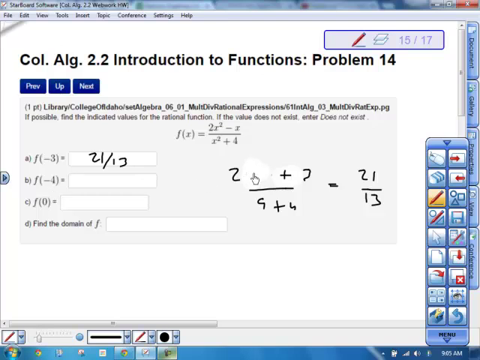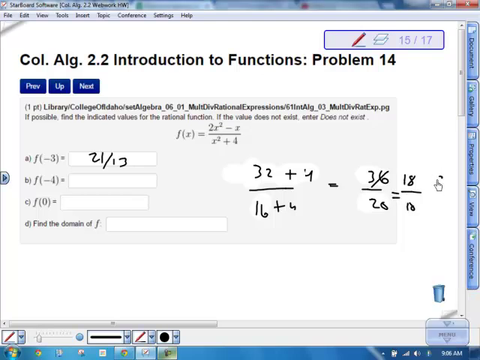Now plug in -4. -4 squared is 16, so it would be 2 times 16 plus, or minus -4, which is really plus 4, which gives me 32 plus 4, which is 36. And then in the bottom, you have negative 4 squared is 16, plus 4, which is 20. So 36 over 20, which simplifies to 18 over 10. Divide top and bottom by 2, which simplifies to 9 over 5. You divide top and bottom by 2 again.